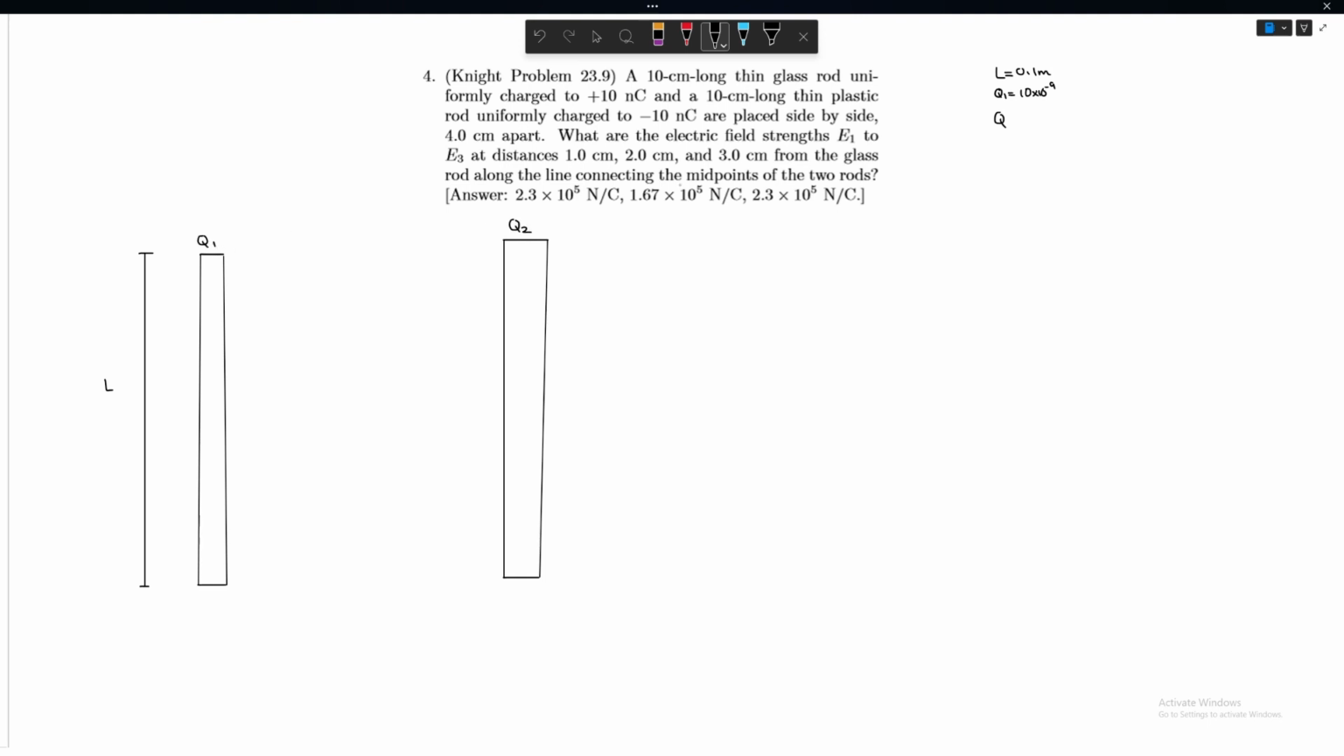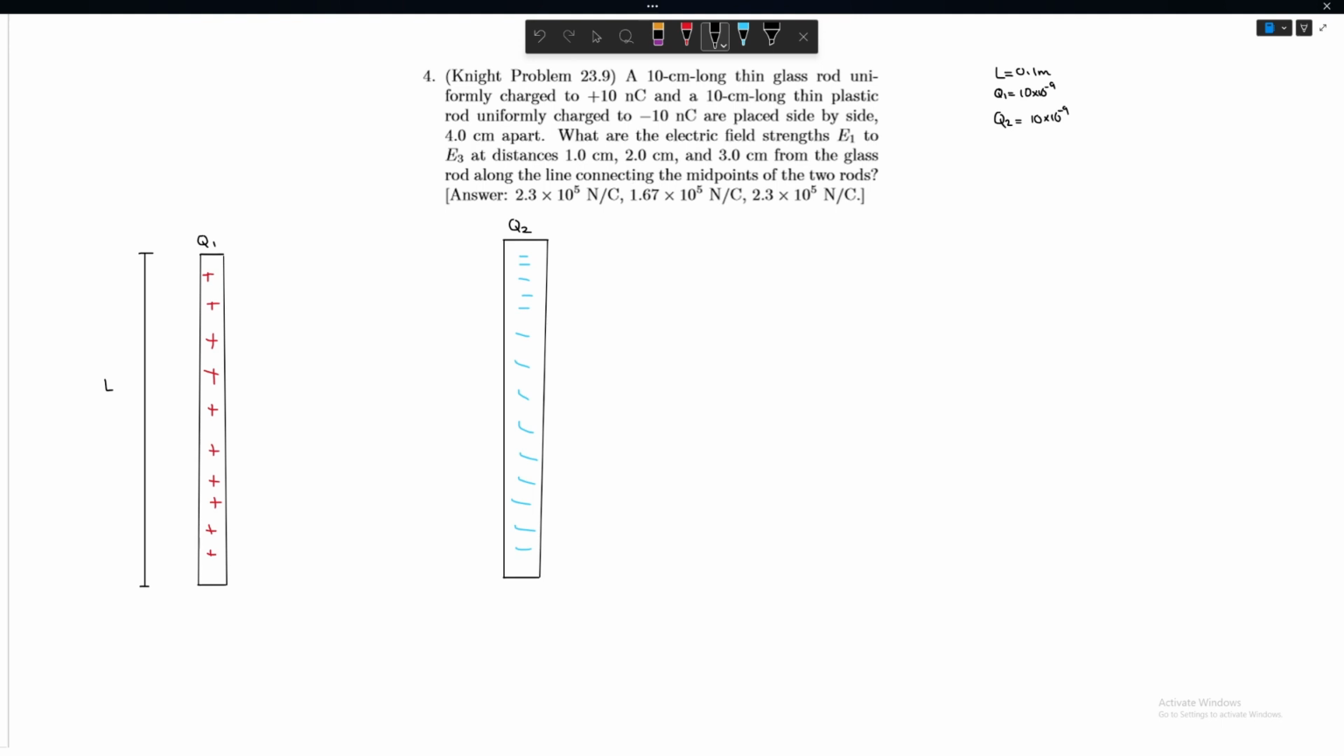All right, my Q2 on the other hand is a negative, so it is 10 times 10 to the negative 9, so it is the same charge. However, this one is negative, right, and this one positive, so on. All right, now what is the difference between the two?